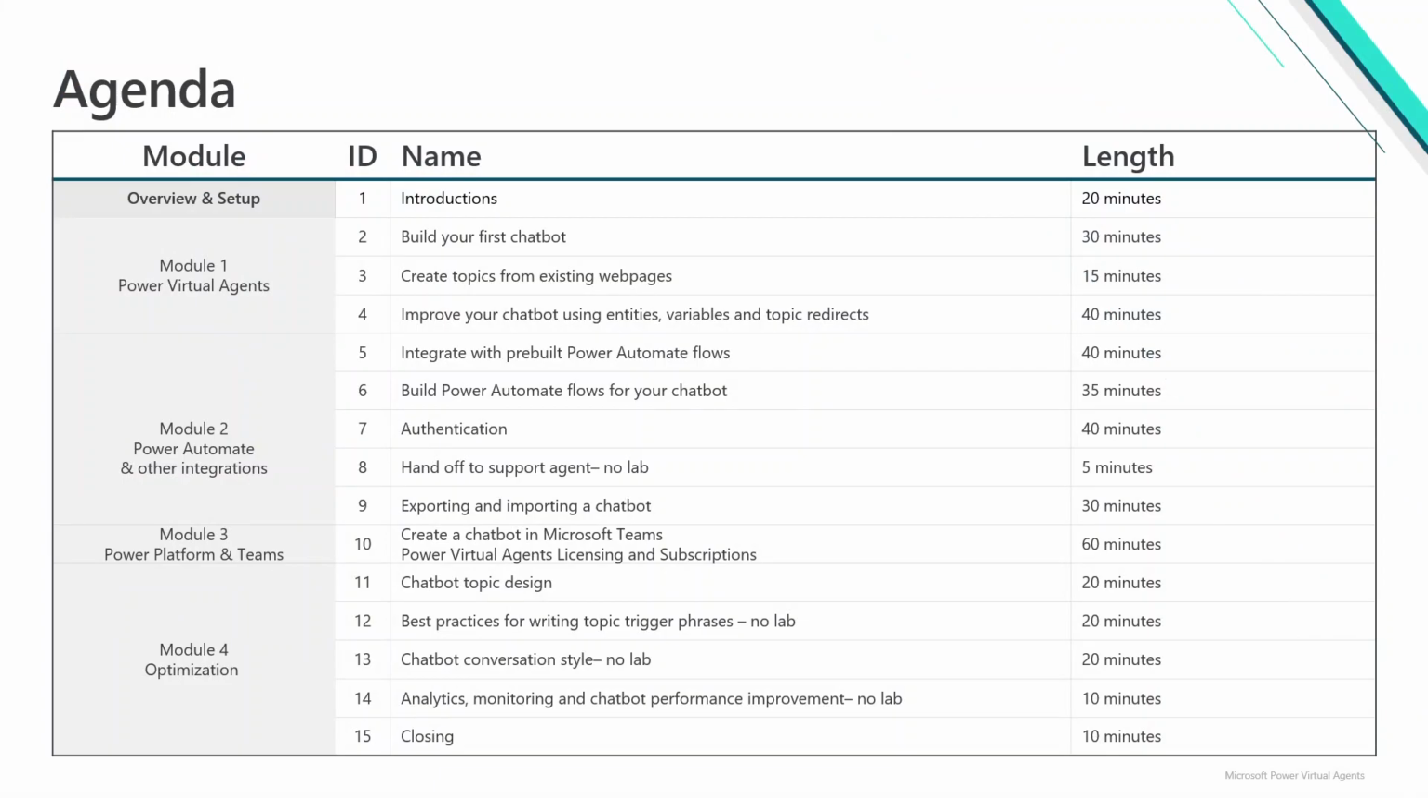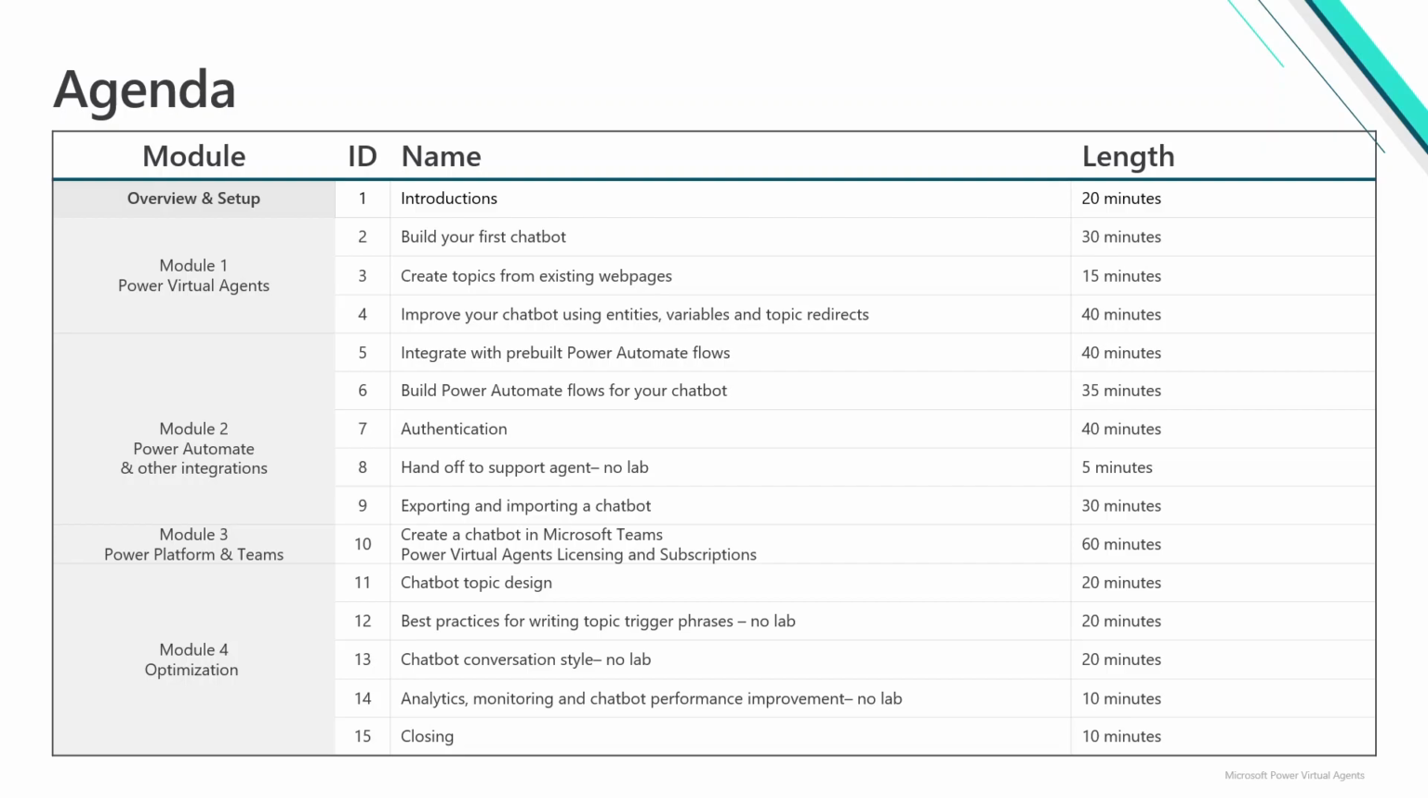Just to give you an idea of the flow of the courses. This is directly from PVA in a day. You can see the course structure in the online course outline. What we're going to do is build a first chatbot, create topics from web pages, and then improve your chatbot using entities and talking about variables and things like that.